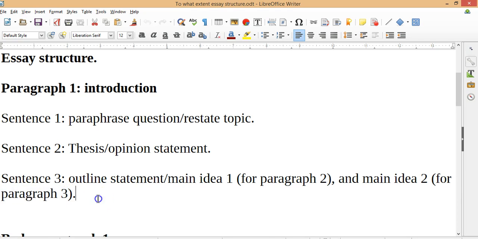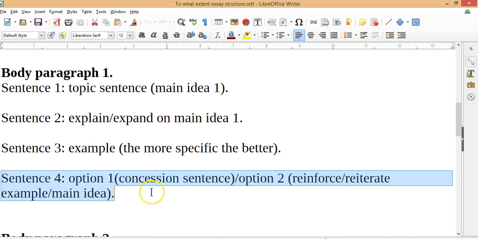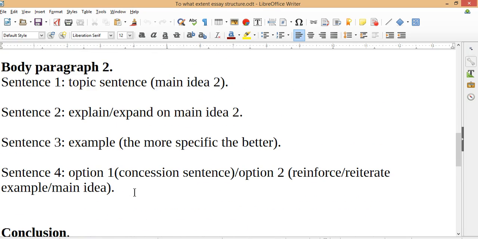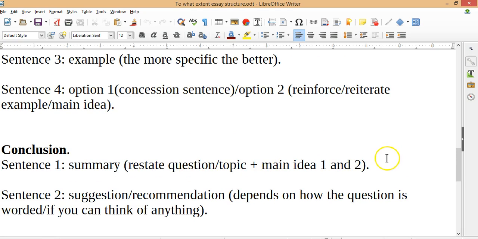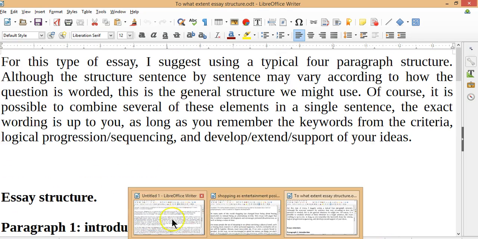My main idea 2, I say it's a waste of time, and that's what I write about in paragraph number 3. And then for your body, main idea, explain it, specific example, and you can either make a concession, despite the fact that some people say blah blah blah, or you can reiterate the example and the main idea. Same for paragraph 2 or 3. And then conclusion, restate the topic. You can make a suggestion, a recommendation if you've got time, or not, but restate the question, the topic, and your 2 main ideas. That's what you basically need. So let's have a look at this then.